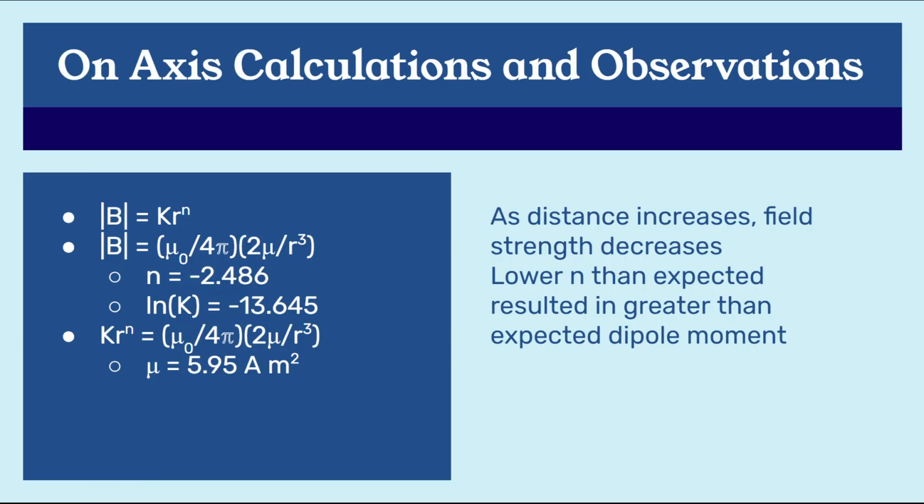This gave us a dipole moment of about 5.95 amp meters squared. Since the theoretical slope should be negative 3, our value being less negative means the field didn't fall off as quickly as expected, which leads to an overestimate of the dipole moment.